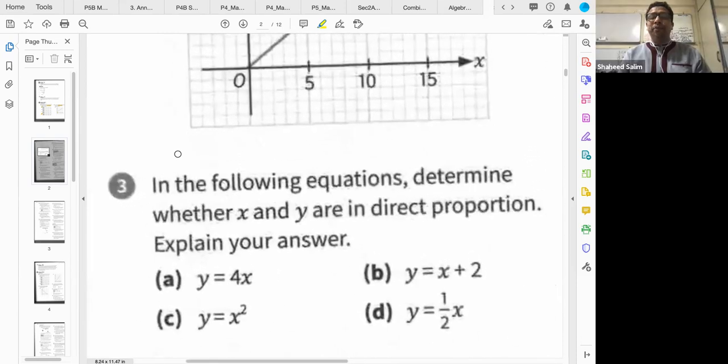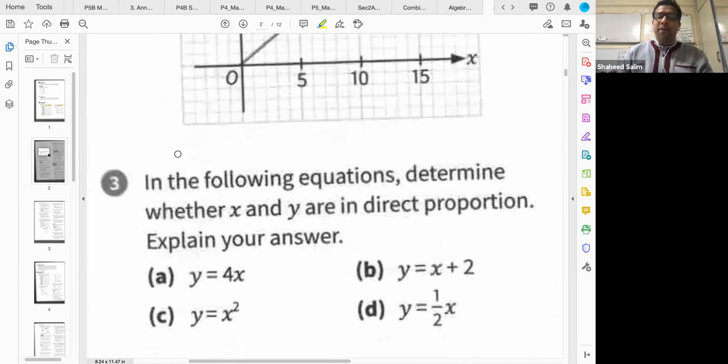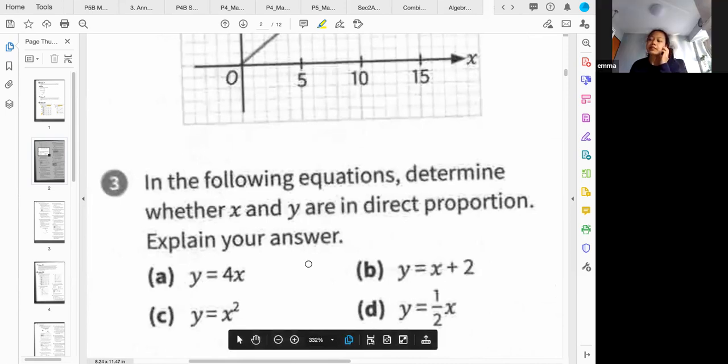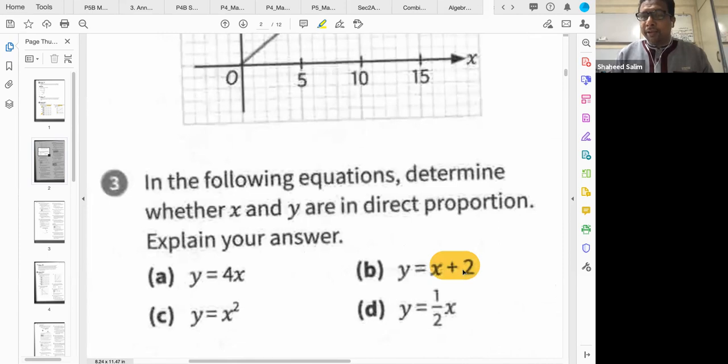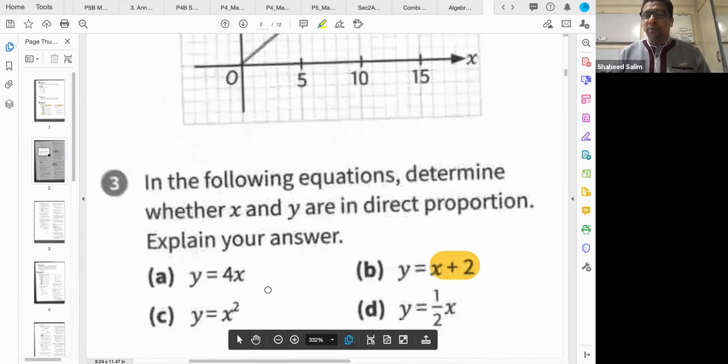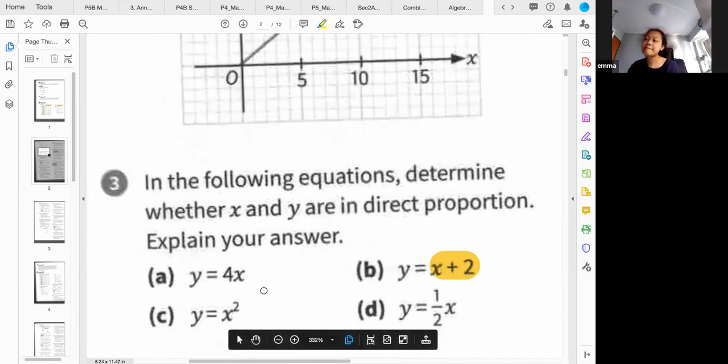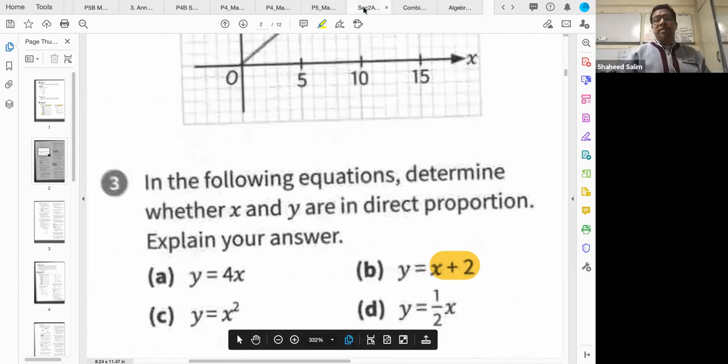Now they give you the equation, and you know about this equation. You know about the y-intercept. B, can you see B? What is the y-intercept? 2, right? It means it cuts the graph at y when y is 2. So, okay. Let's start with B first. Is this in direct proportion?